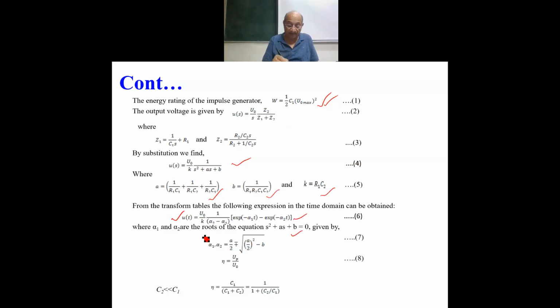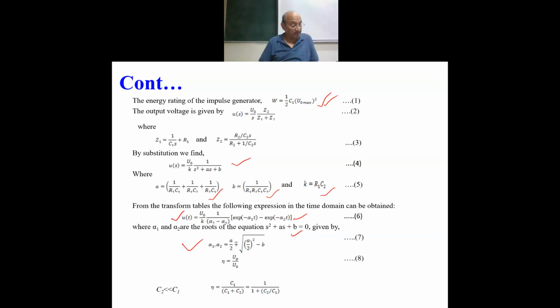Alpha 1 and alpha 2 are being given here. Mind it, alpha 1 here in this equation is a by 2 minus or plus under root of (a by 2) square minus b. So alpha 1 will be minus and alpha 2 will be plus here.